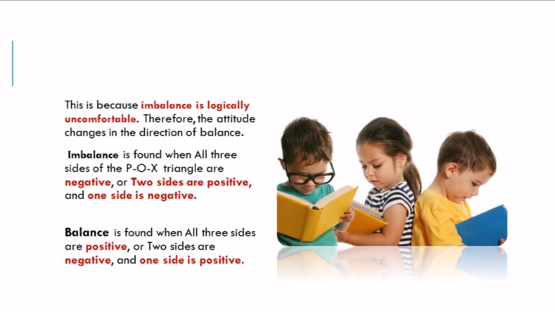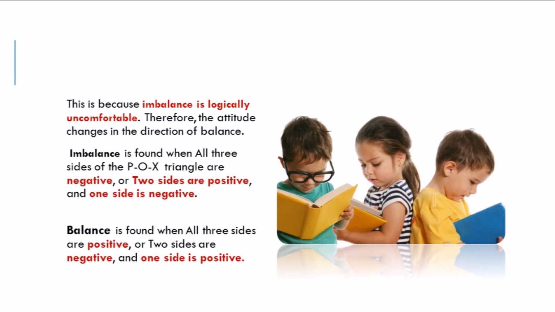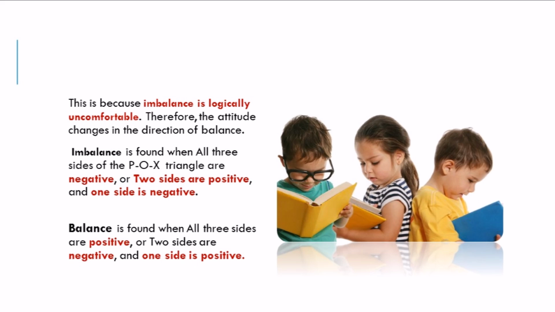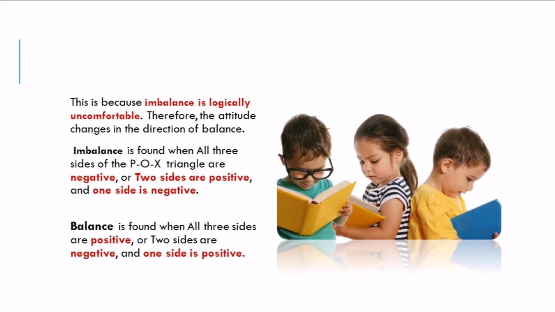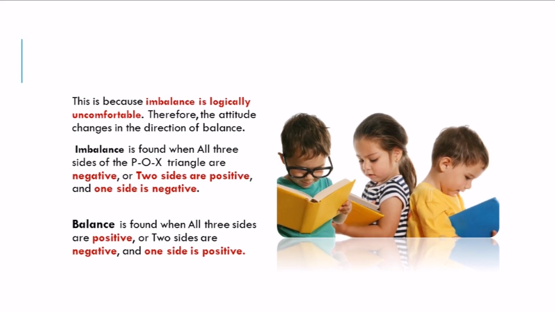2. Imbalanced state. Suppose P has a positive attitude towards X, e.g., a particular political ideology, but O has a negative attitude towards X. If P and O have a positive relationship with each other, this creates an imbalance. The system is uncomfortable because there are two positive relationships and one negative one.